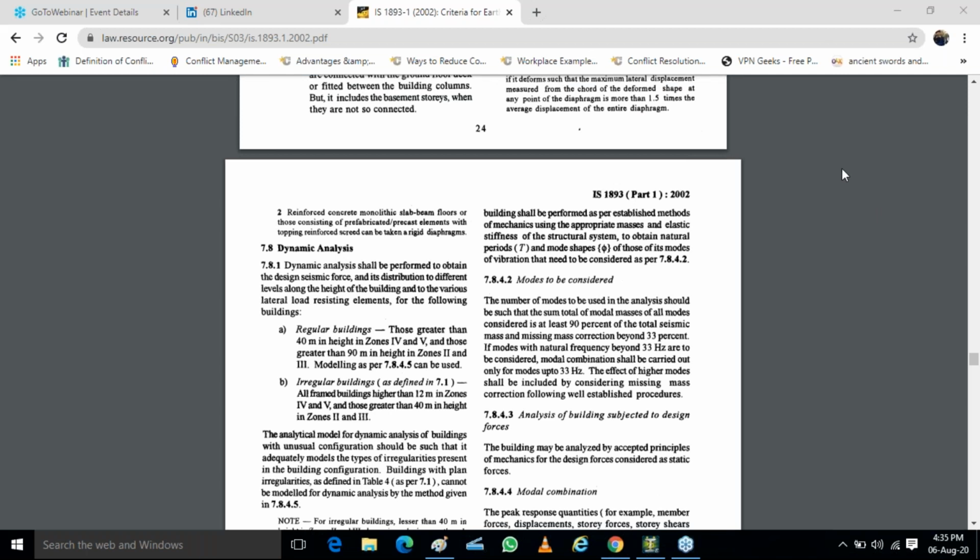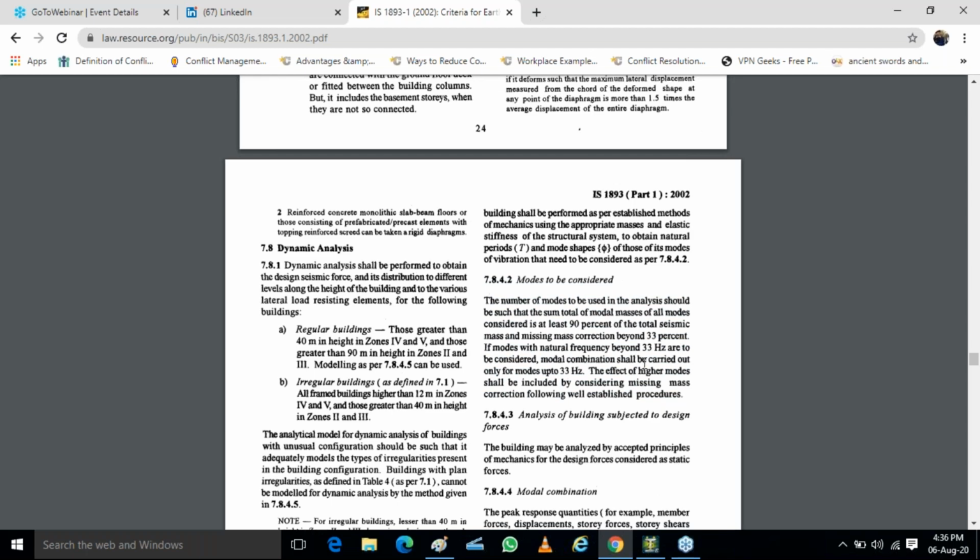Prerna, unmute yourself and read this. Clause number as per IS 1893, part 1, 7.8.3.2, modes to be considered. Prerna, read this.